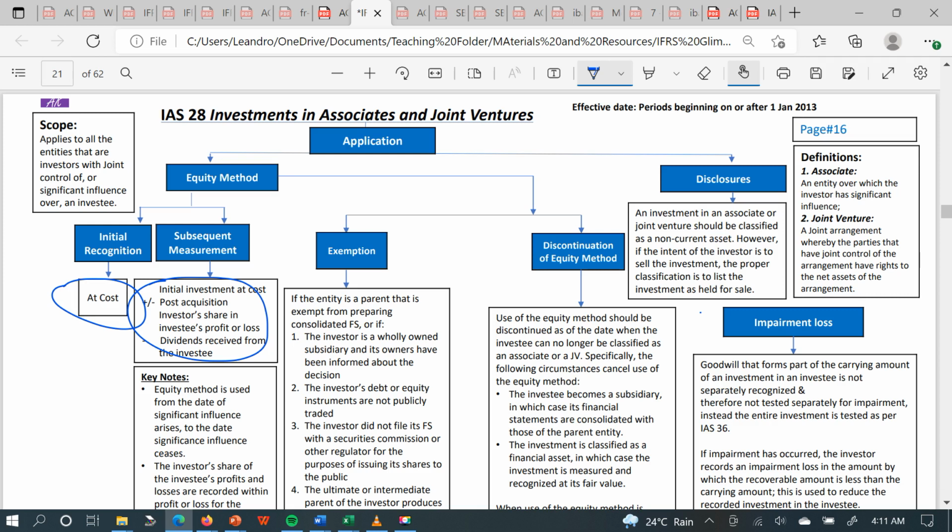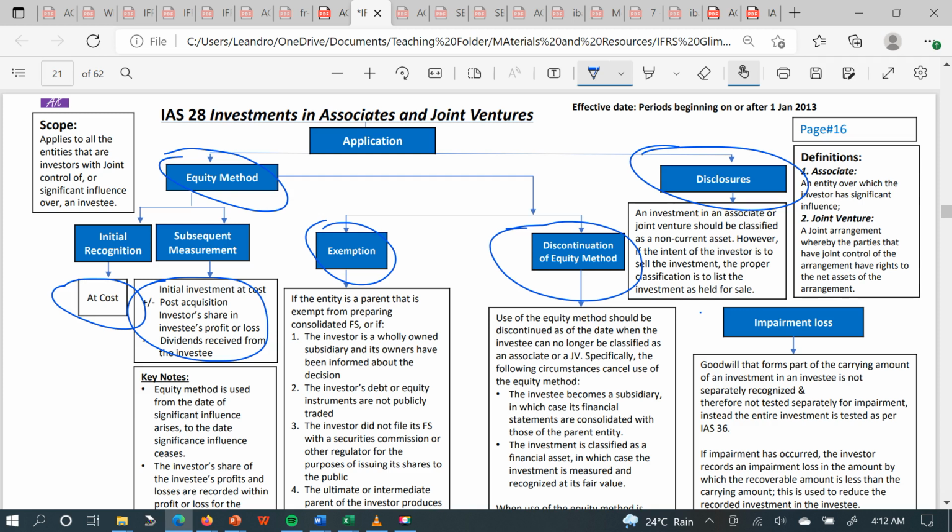There are exemptions when an investor may not apply the equity method, so you identify those exemptions. And then when the investor will stop using the equity method, the discontinuation of the equity method. When do you stop using the equity method? And then also take note of the disclosures that the investor must make regarding the investment, the disclosures that must be made regarding influence.